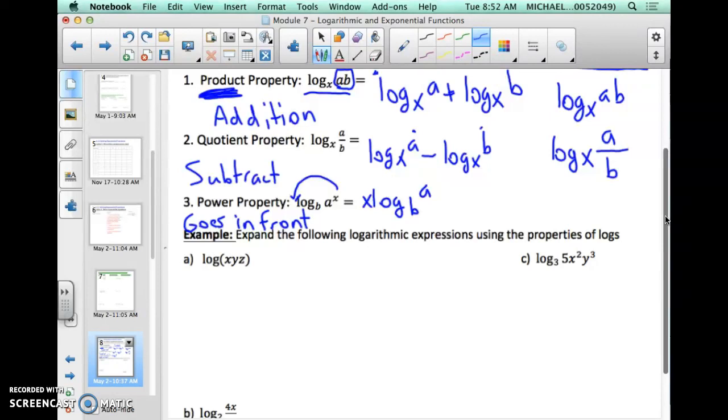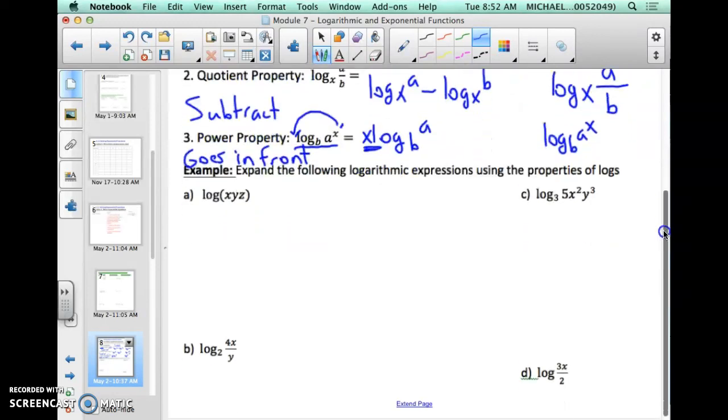With the power property, you just have to recognize that in the condensed format, the one that was given to me, log base b of a raised to the x, the power is up above the output, but in the expanded form, the power exists in front of the logarithm. So if I want to take it back to condensed form, I just have to recognize that the x goes back to its original position as the power.